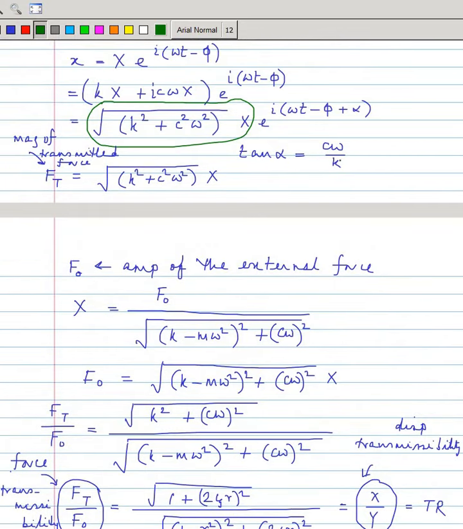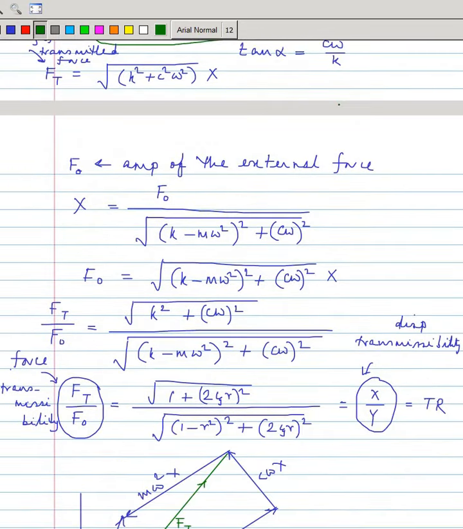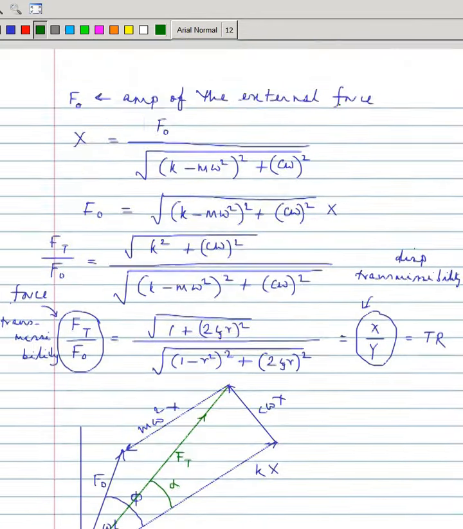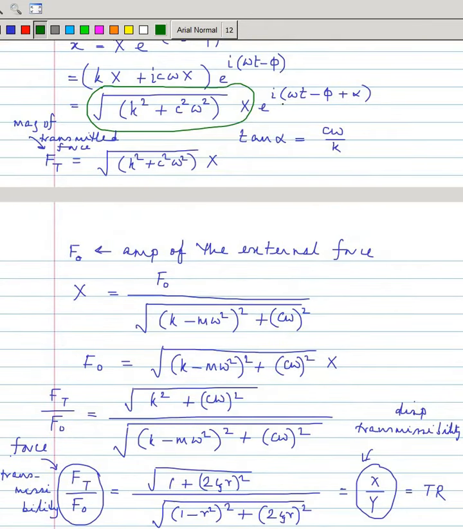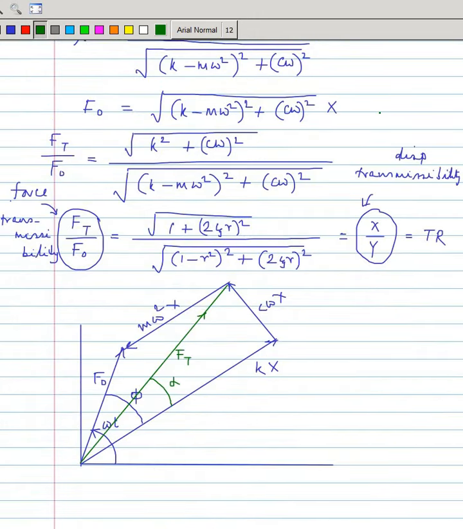Yes, C omega X by Kx, X cancelled, so this is tan alpha. So this is actually the angle of the transmitted force, and from here you see this Ft is root over Kx whole square plus C omega X whole square, whole under root. So from this graphical representation also you can find out the transmitted force.